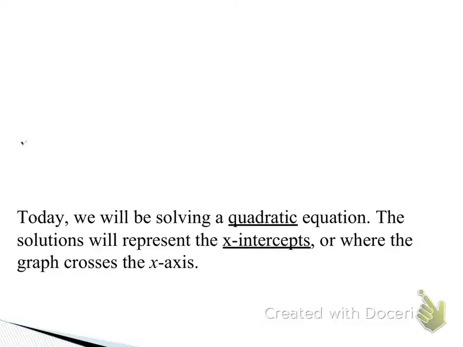Today we'll be solving quadratic equations, and solutions will represent the x-intercepts where that crosses the x-axis. So in a graph of our parabola, which looks like this U shape, our solutions are these points right here. It's where they cross that x-axis. We call those the x-intercepts.